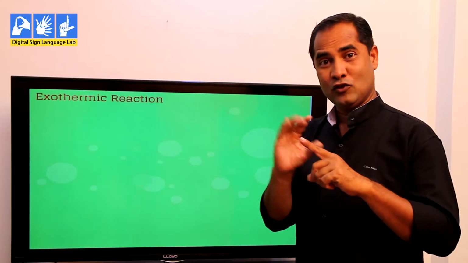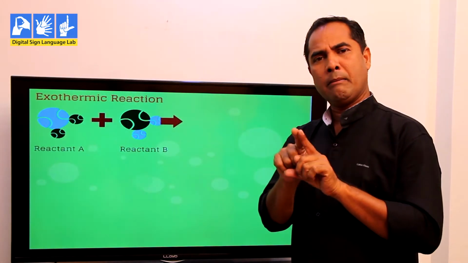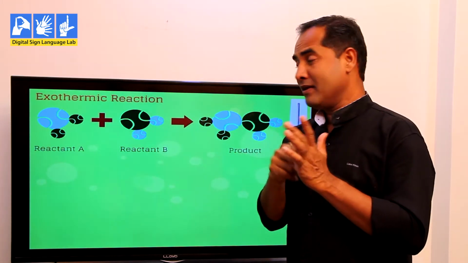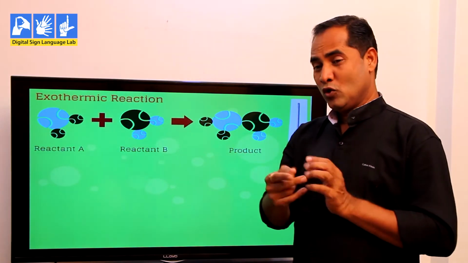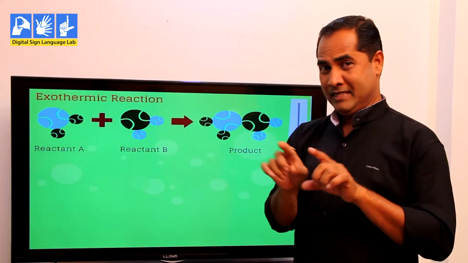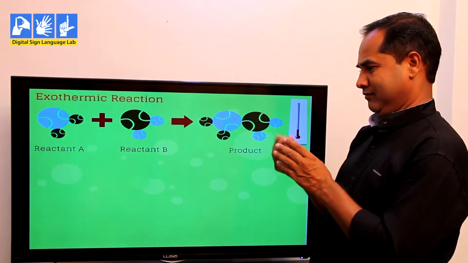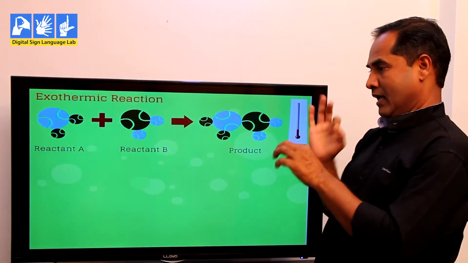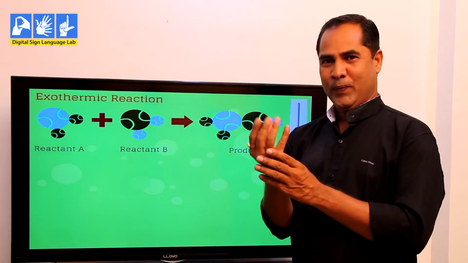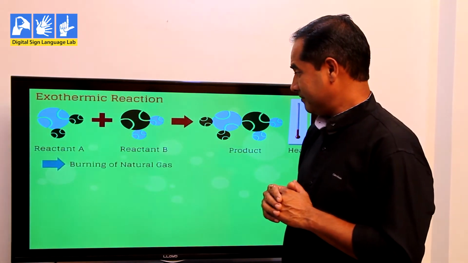Next, we would learn about exothermic reaction. Exo means out or outwards. Thermic means related with heat. So when two chemicals react, heat is released along with the product. Now we'll see an example.